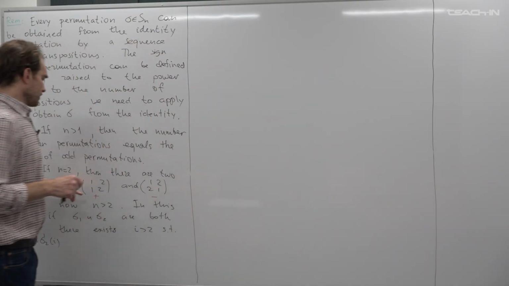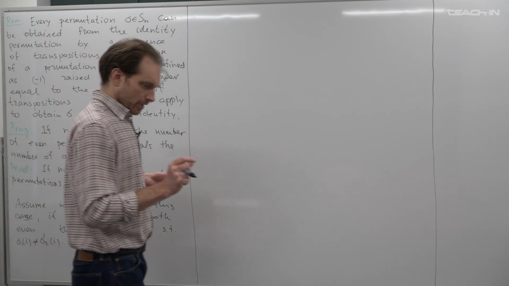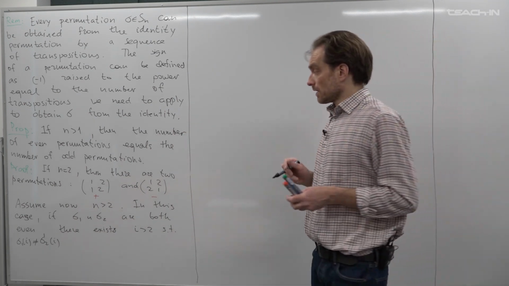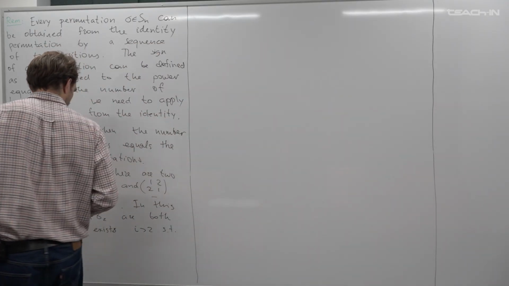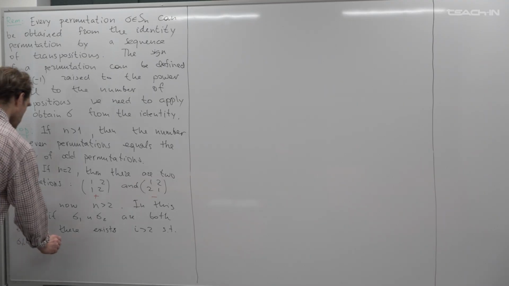So the values of the images of the mapping sigma should be different for 1 and 2, and so in this case they cannot both be even, right? Just because we can either keep these elements ordered or we can swap them, right? So there are no other options. Okay, so there exists an element I such that sigma 1 of I is different from sigma 2 of I.